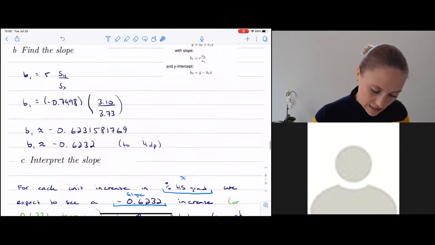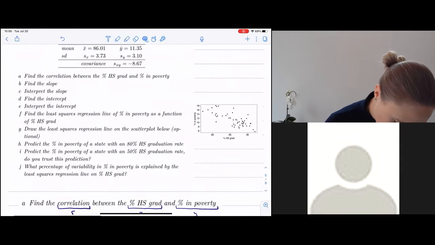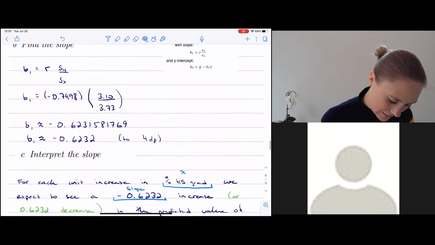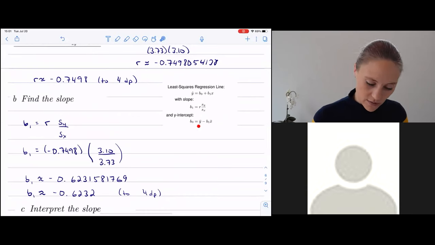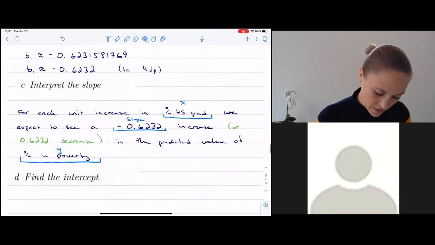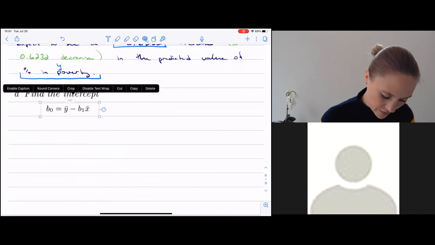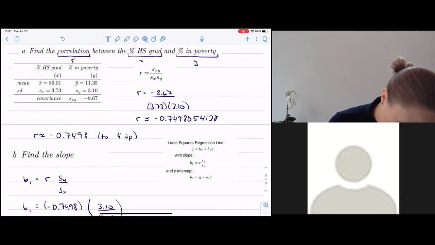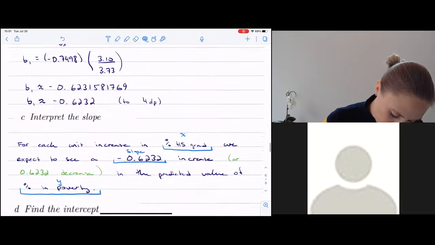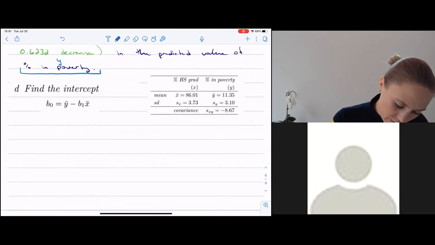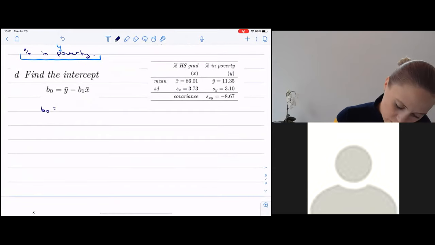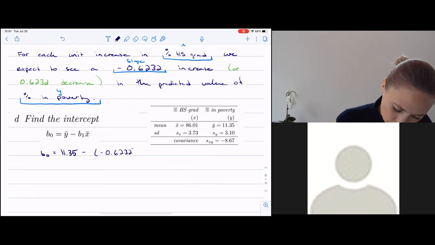Okay, so let's find the intercept. The intercept is from the formula sheet, and remember that's the one that requires the slope. And we also need to remind ourselves what those averages are. Okay, so we have B0 is Y bar, where Y bar is 11.35, minus B1, which was negative 0.6232. You have to be really careful, right?